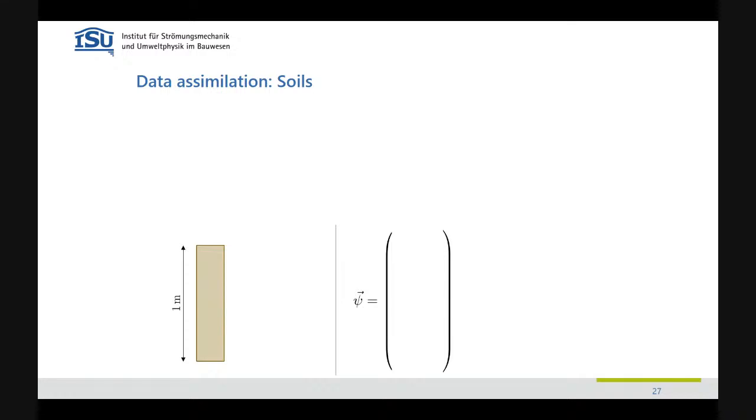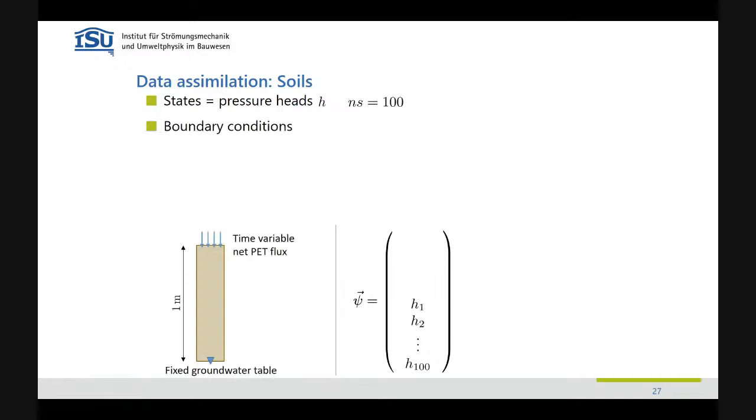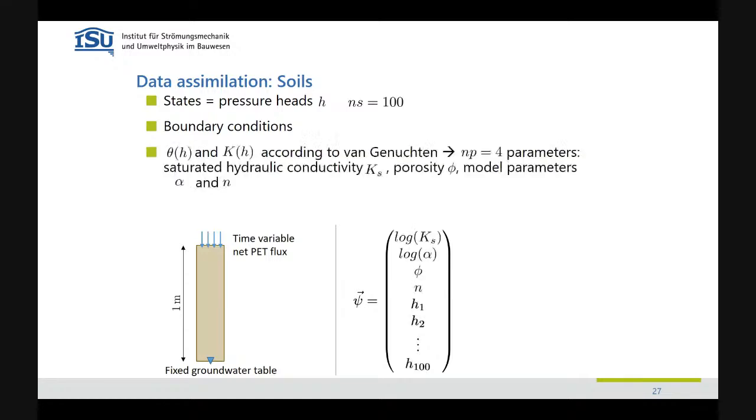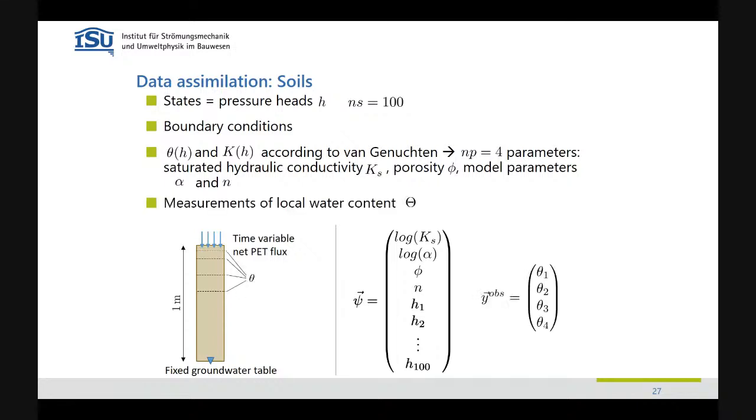Okay, and so how would this look in soil now? I have a soil model, say any model. I have a discretization, so let's say 100 grid cells, so I have 100 pressure heads. And so my state vector has here 100 pressure heads. I have boundary conditions, and here I assume that they are deterministic. Of course, they shouldn't be, but this is what I assume here. And then I have, let's say, 4 parameters, a standard parameterization. And now they don't have to, but they could also go into the state vector. And then I have observations, let's say water content, 4 of them, 4 sensors. And these are my observations.